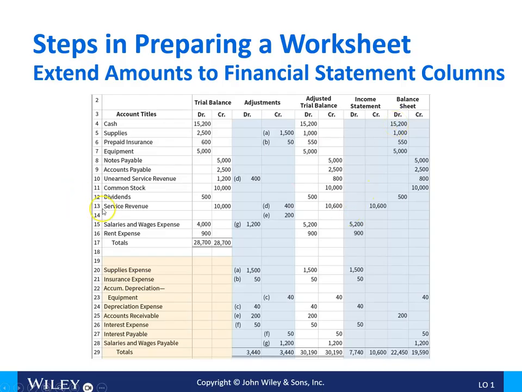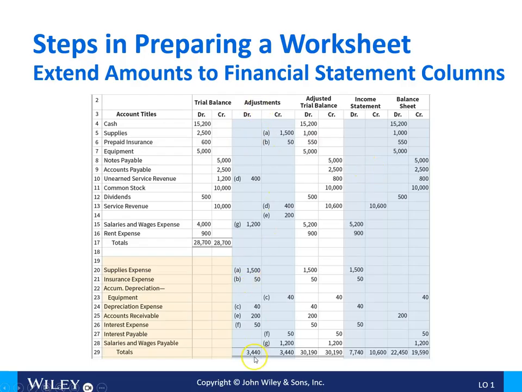If I move down to row 13, service revenue, I've got an adjusted trial balance of $10,600 in the credit. Revenue belongs on the income statement, so I'm going to move it over to the income statement column under the credits.